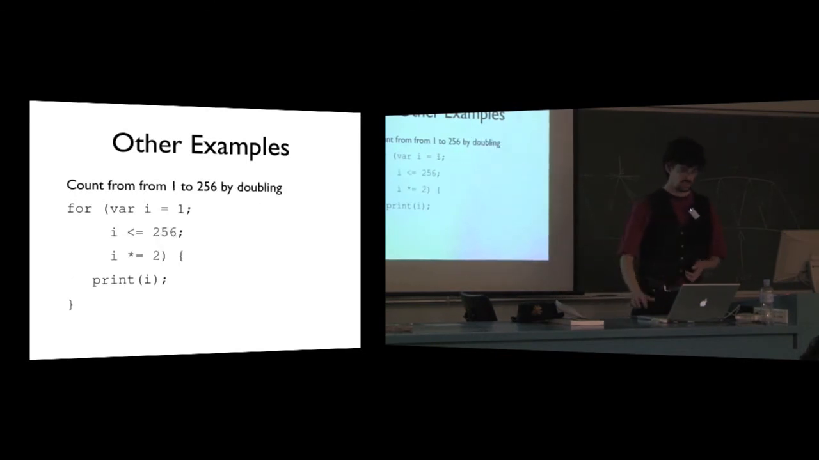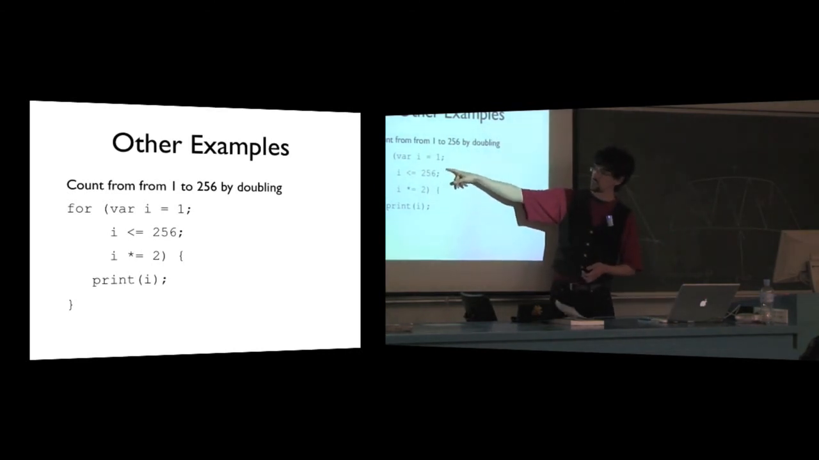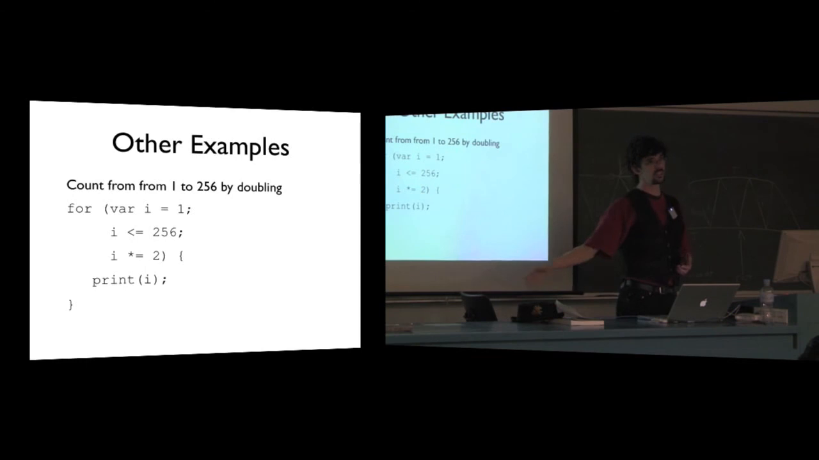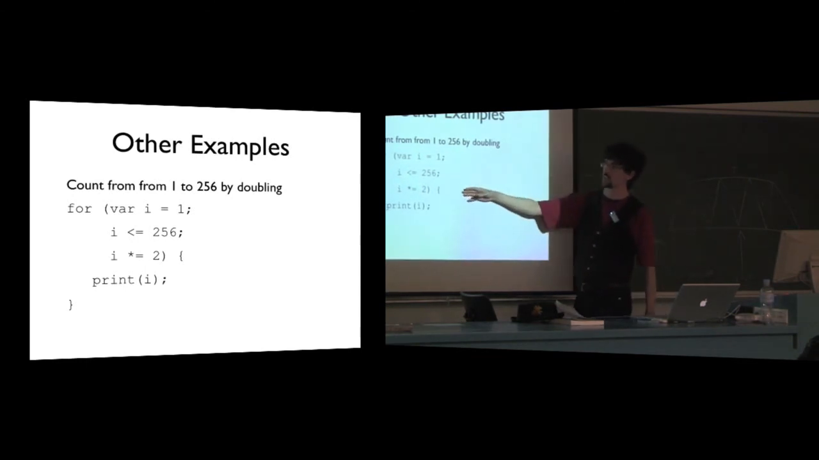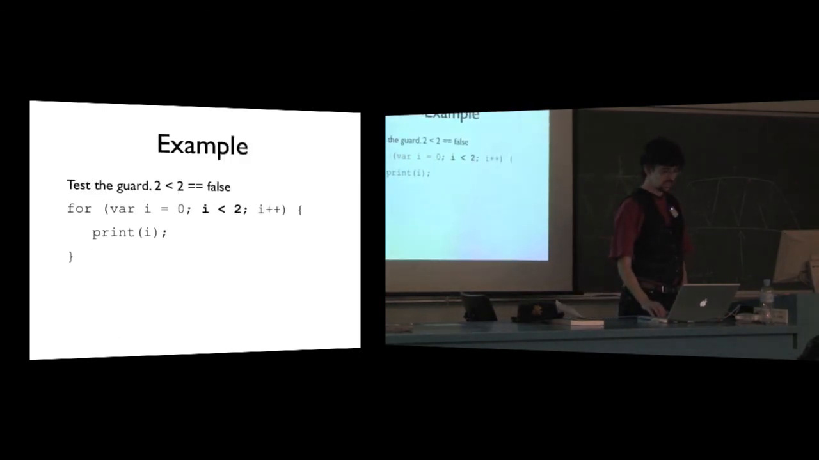We can even sort of double, so we can count from 1 to 256. Every time we go through the loop, we double, and this will print out 1, 2, 4, 8, 16, 32, and so forth. So it's quite flexible how we use this.